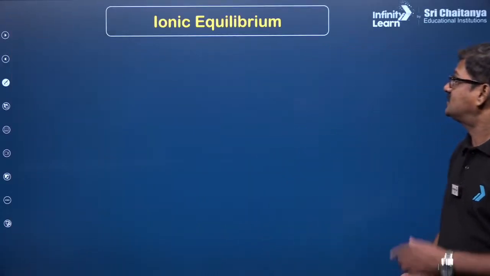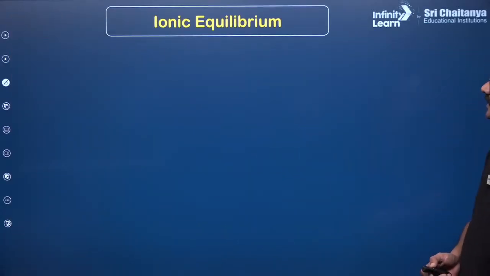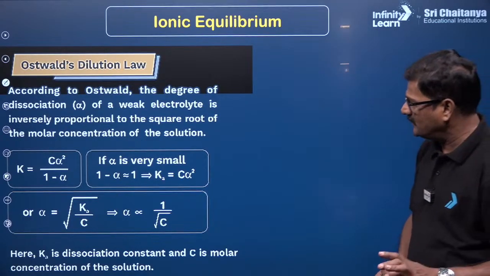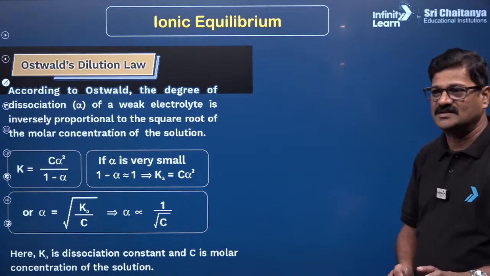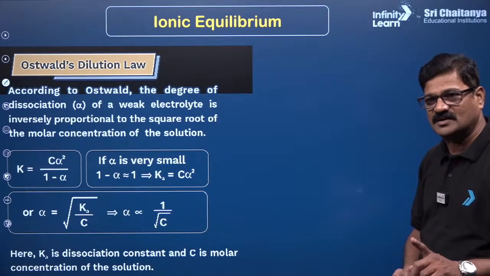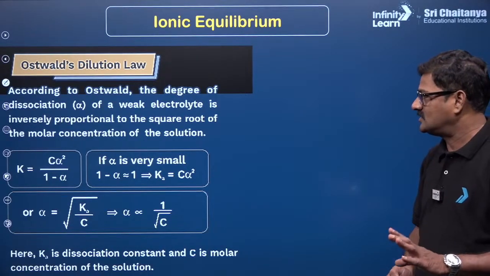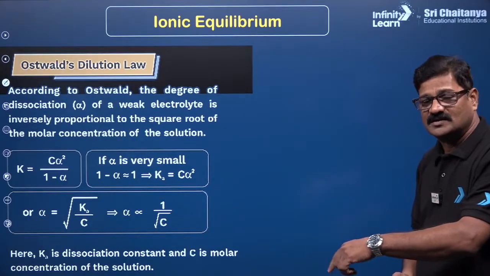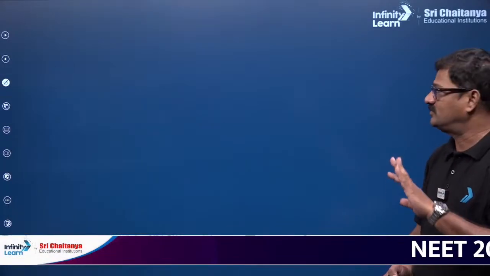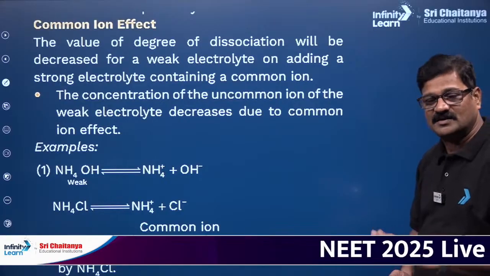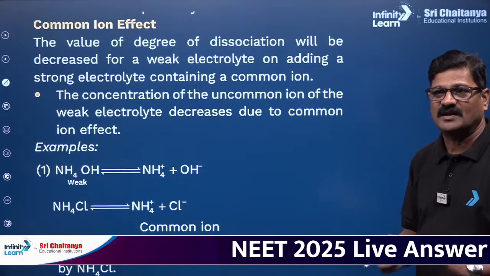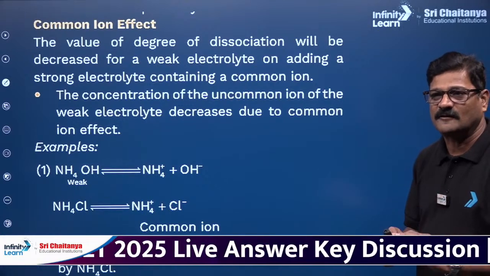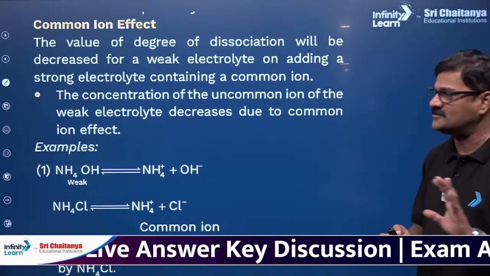Okay, quickly let us complete ionic equilibrium. Ostwald dilution law: alpha is equal to root of Ka by C. As concentration is decreased, the degree of dissociation is going to increase. And common ion effect: the dissociation of a weak electrolyte is suppressed by the addition of a strong electrolyte if a common ion is present.